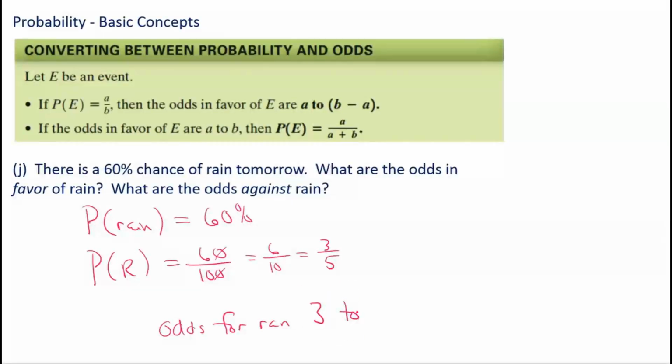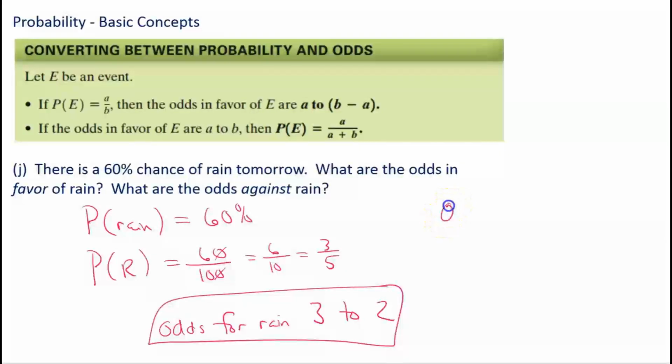What are the odds against rain? It's not 5, because 5 is the total, right? If 3 of the things is going to rain, then how about 2 of the things it's not going to rain? Did that make any kind of sense to you? So if 3 out of these 5 is going to rain, then 2 out of those 5, it's not going to rain. So the odds for rain are 3 to 2.